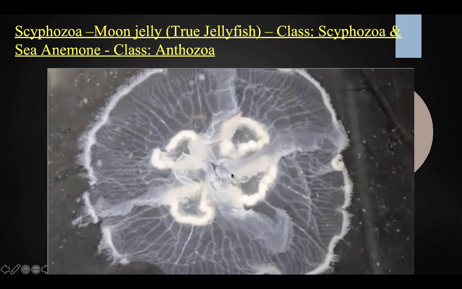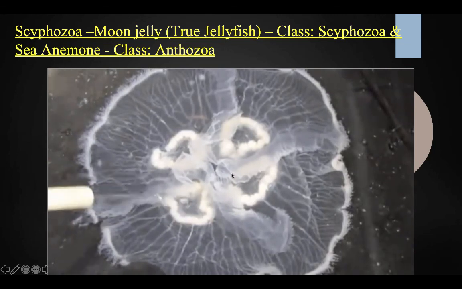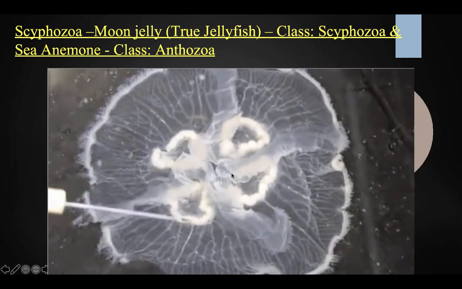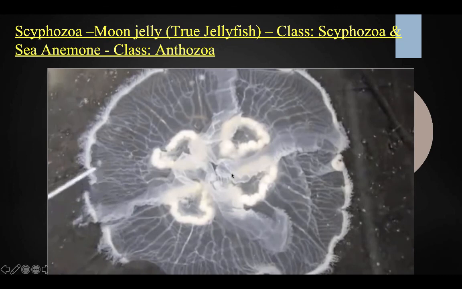But we know where the gastric pouches are located because they contain something else. These horseshoe-shaped pale white structures here are the gonads, the reproductive structures, and those are located within the gastric pouches.